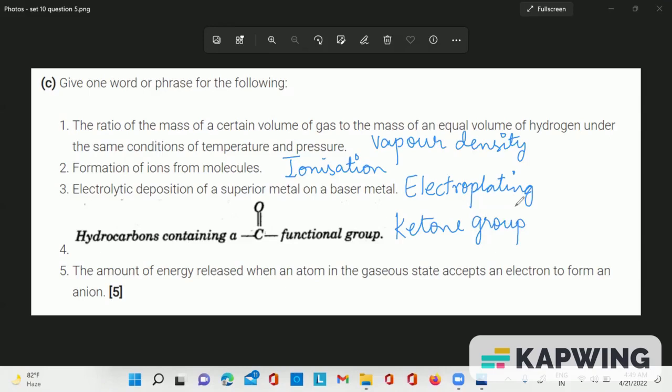My fifth question is the amount of energy released when an atom in the gaseous state accepts an electron to form an ion. The answer will be electron affinity.